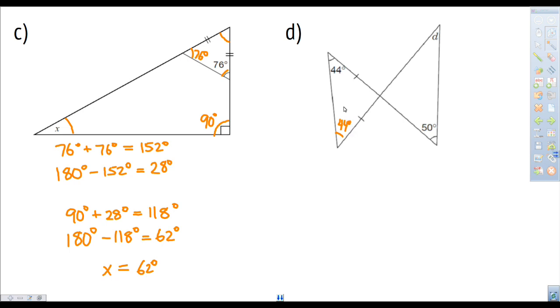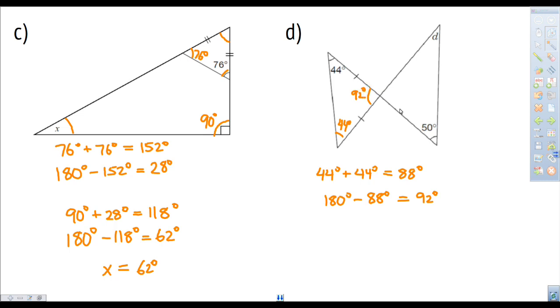So again, now if you know two angles in a triangle, you'll know the third one. So I'm going to add 44 and 44 together. Okay, so that should give me 88 degrees. And now what I'm going to do is I'm going to subtract that from 180. So that will give me 92 degrees. So that angle here is 92 degrees.